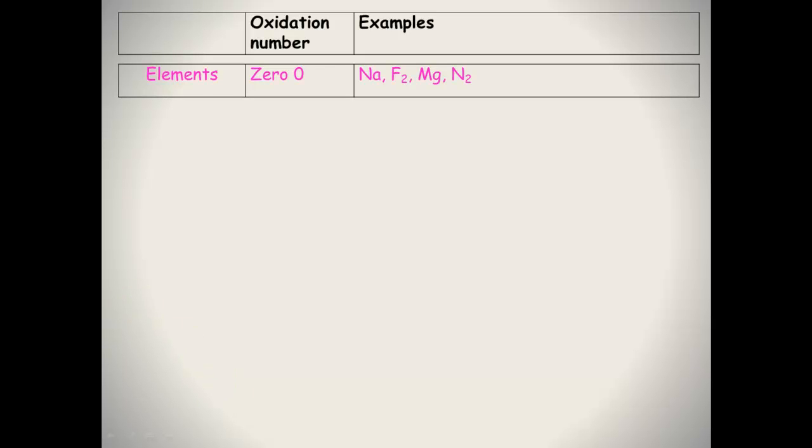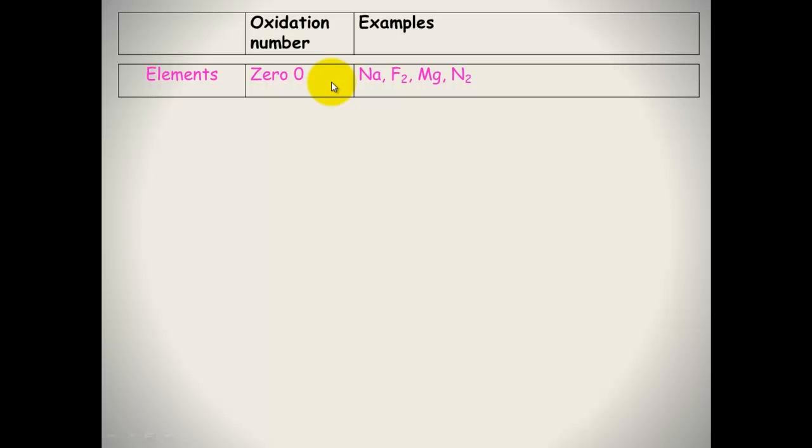The first rule is that all elements, just when they're by themselves, will have an oxidation number of 0. Basically, they've got no charge to them, so the element has an oxidation number of 0. So here's sodium, which would have an oxidation number of 0. Fluorine has an oxidation number of 0. Magnesium, 0. Nitrogen, 0. So when it's an element, it has an oxidation number of 0.